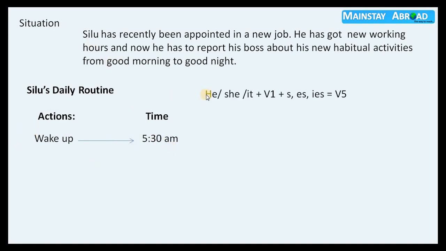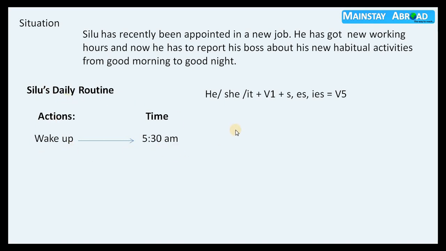As Silu is our third person singular, it's all about he, she, it. We have to add s, es, or ies in the present verb, and we have to create the V5 form. This is only a code. V5 means, Silu gets up. So we have to say, Silu gets up.